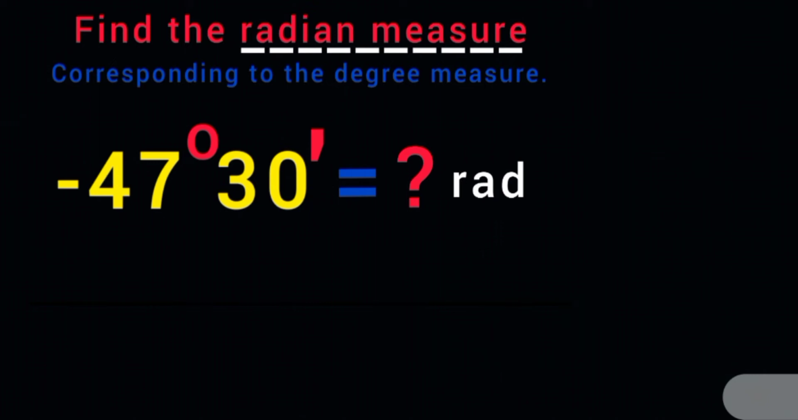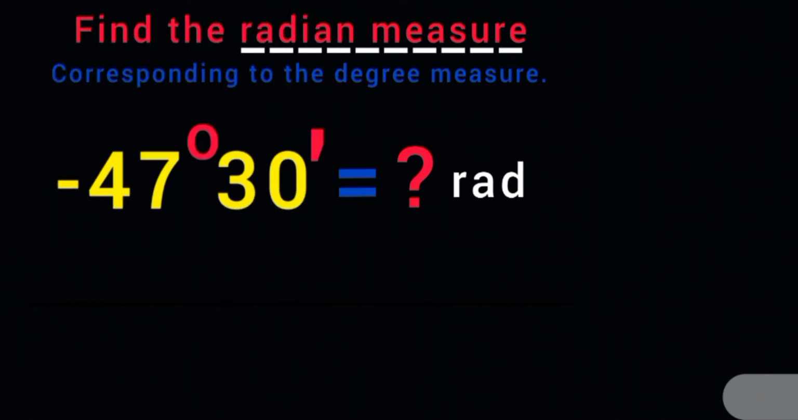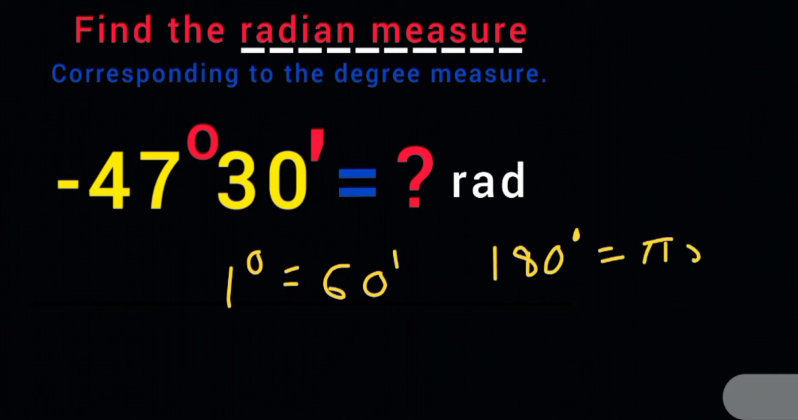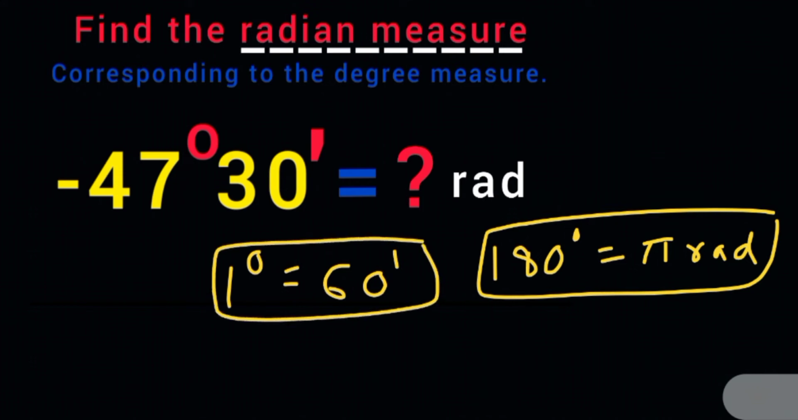So you know a few formulas here. You know that 1 degree is equal to 60 minutes. And another relation you know is that 180 degree is equal to pi radian. So we will use this relation in this question. Now let's solve this question.